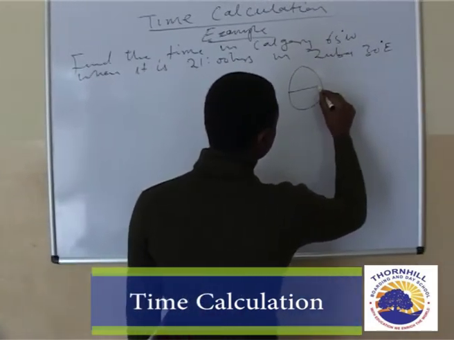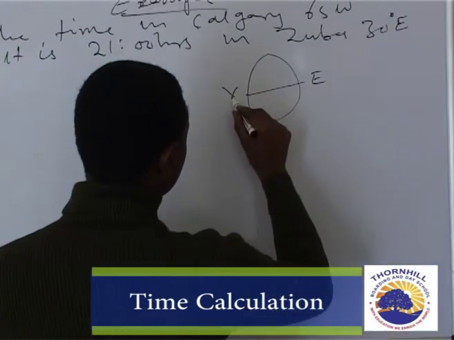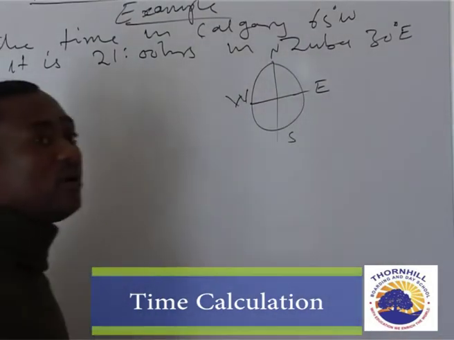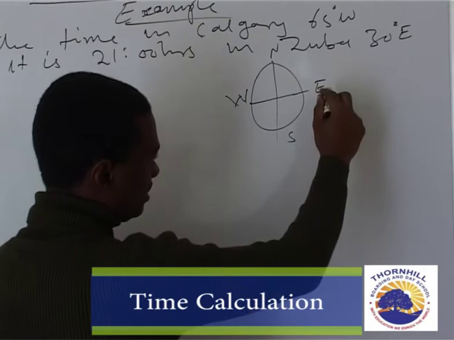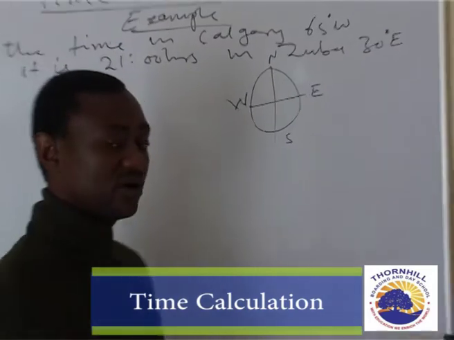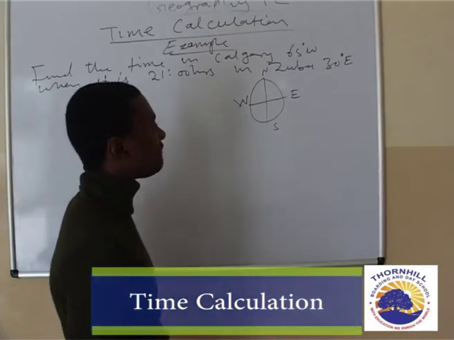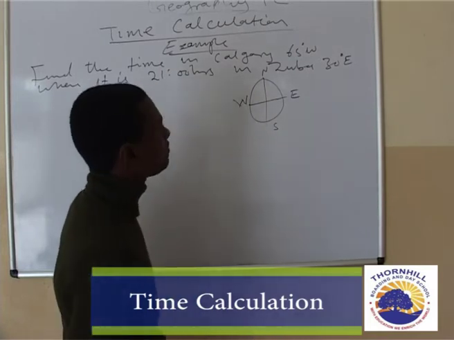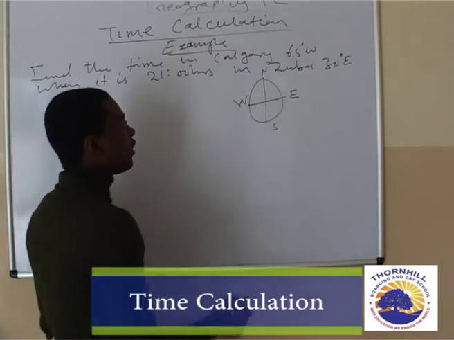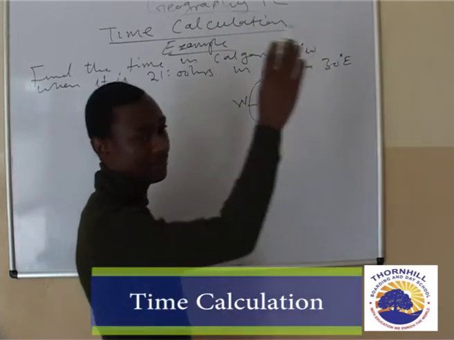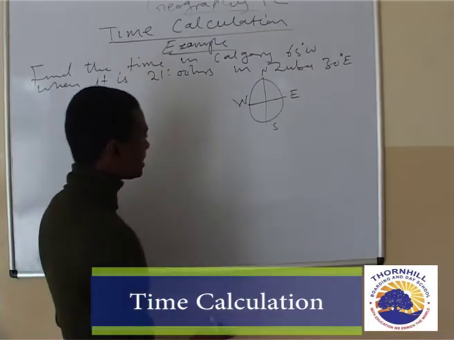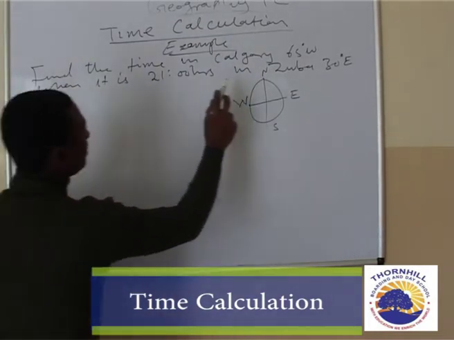We know this is east, and this is west, this is north, south, like this. Time increases going to the east, and time reduces going to the west. In other words, countries on the eastern side are ahead of us in time. Why? Because going to the east, time increases, and going to the west, time reduces. Going to the south, as long as you are on the same line, time remains the same. So in this case, the question says, find the time in Calgary.